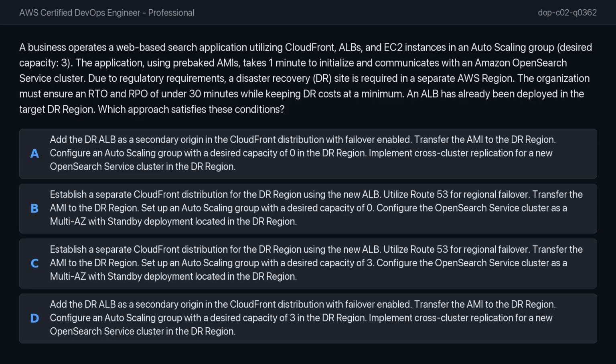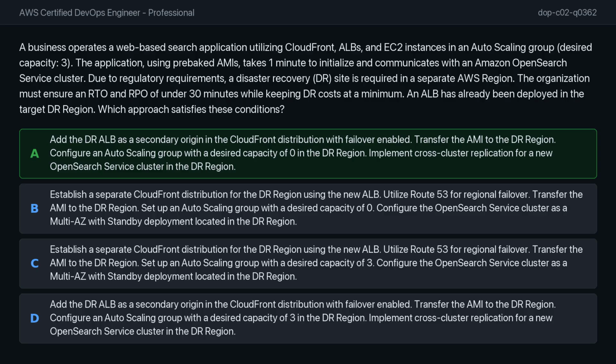Let's consider the core concepts here. The goal is disaster recovery with specific constraints, RTO and RPO under 30 minutes, while prioritizing cost optimization. We are looking at a system with CloudFront, compute resources that take time to boot, and data synchronization across regions. The strategy needs to balance immediate availability with the ongoing expense of maintaining idle resources in a secondary location.